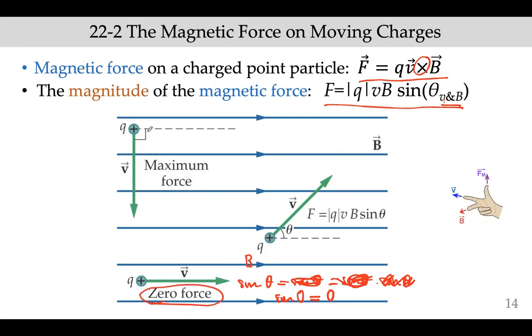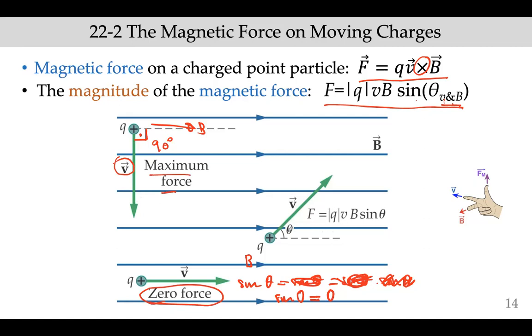The maximum force, again, occurs when the magnetic field and the velocity are perpendicular to each other, which means 90 degrees, and sine 90 degrees gives you 1. So you get the maximum force in this situation.